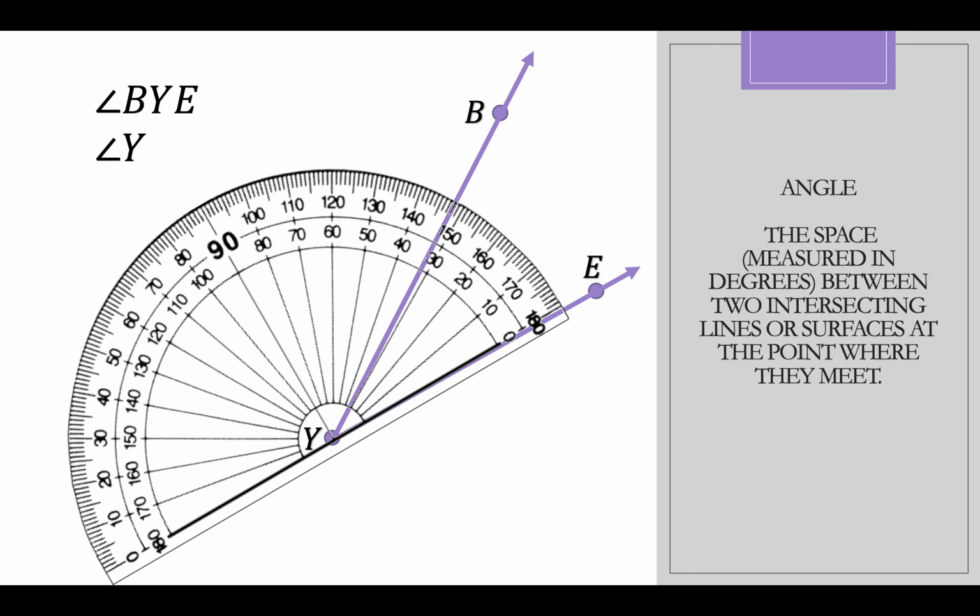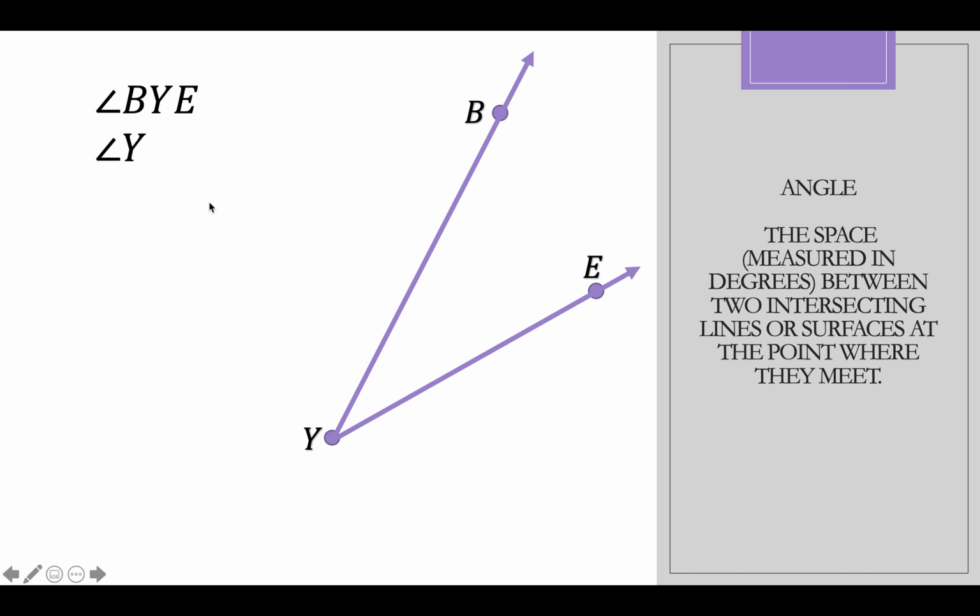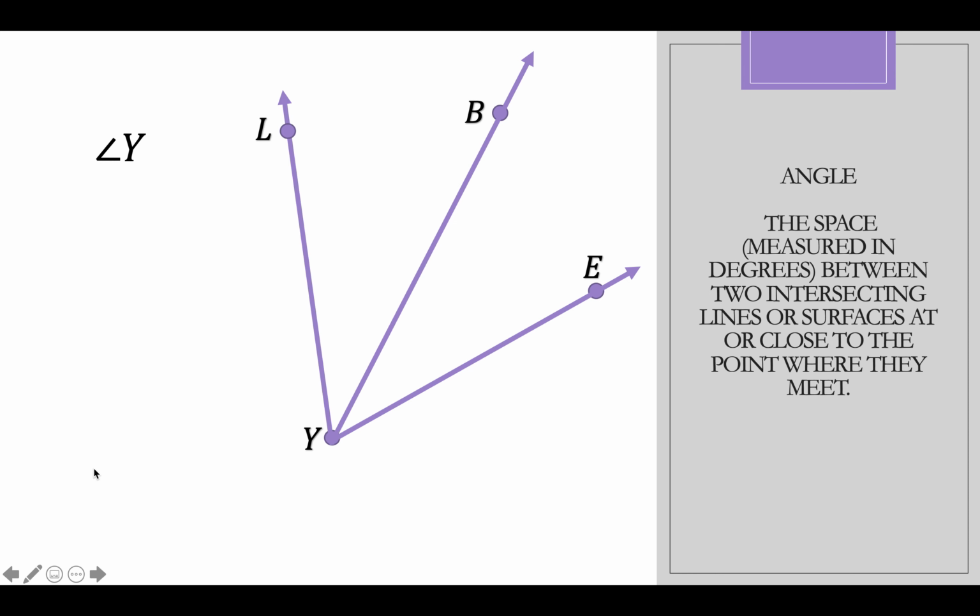Now, let's talk about what I just said about angle Y. Right now, angle Y and angle BYE are the same thing. As long as I just say angle Y, there's only one angle we can talk about here, and that's this one. All right, but what if I added another ray? If I said ray YL also touches Y. All right, so now this vertex Y has 3 lines that meet at it. Well, now I can't use angle Y, because angle Y could refer to this angle right here, or this angle right here.